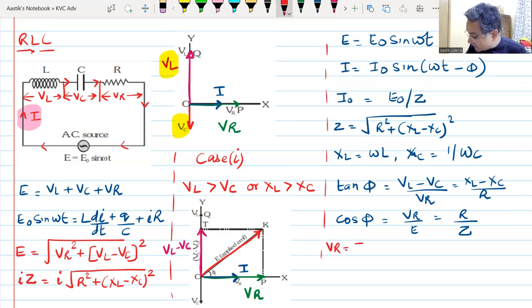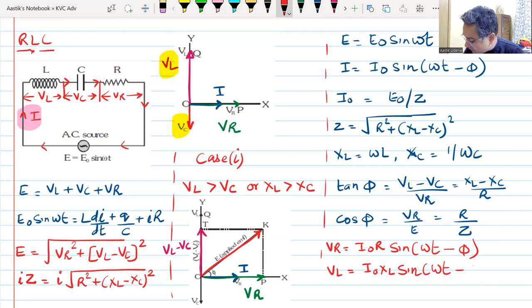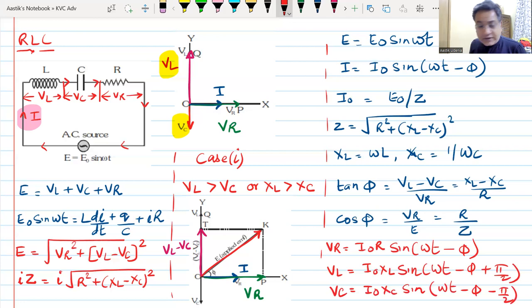VR as a function of time, how can you write it? You will multiply I by R. And remember, this is in phase. So you can just write the same equation, sine of omega t minus phi, where everything else is known. Now, if they ask you to write the value of VL, you multiply I with XL. But remember, this VL is ahead by a phase angle of 90 degrees. So you write the equation omega t minus phi plus pi by 2. If they ask you to write the value of VC as a function of time, you multiply I naught with XC. But remember that this voltage will lag current by a phase angle of pi by 2, so omega t minus phi minus pi by 2. Everyone understands this, yes or no?